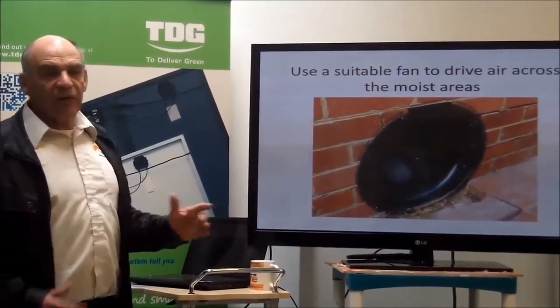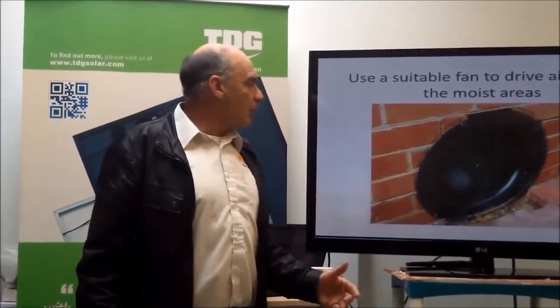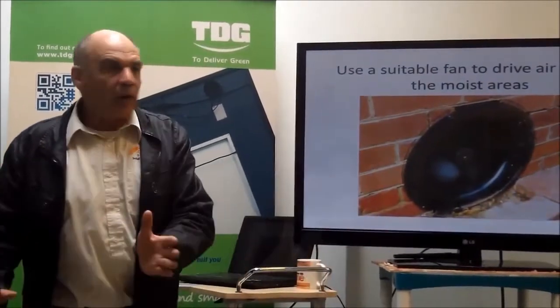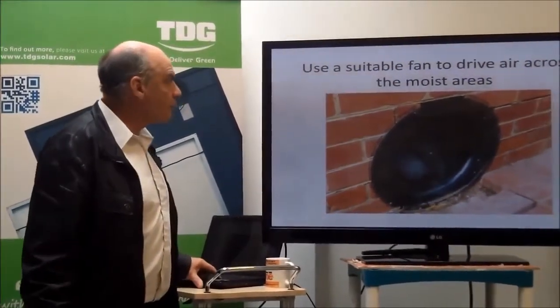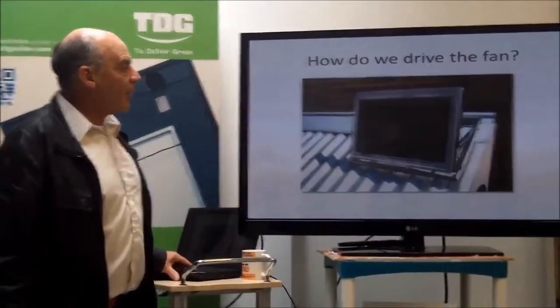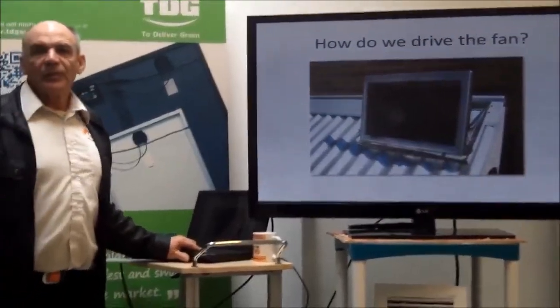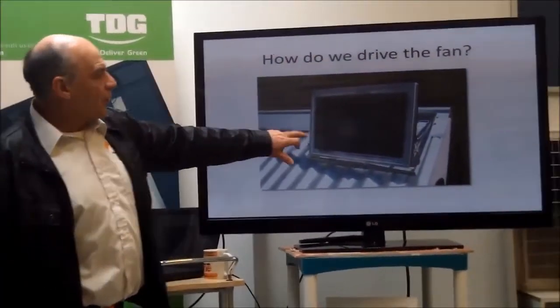So if you've got vents on one side of the house, you can have a fan on the other side and draw the air right through. How do we drive the fan? Well, you can pay for the electricity, or you can put a solar panel like this on the roof.